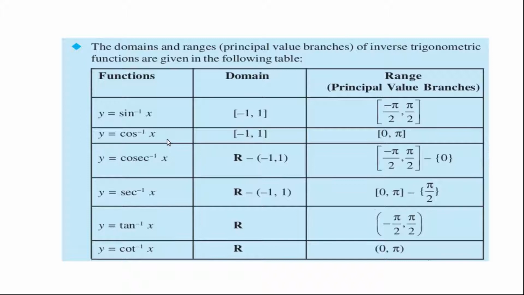Similarly, for cos inverse x, the range is the closed interval 0 to pi. For cosecant inverse x, the range is the closed interval minus pi by 2 to pi by 2 excluding 0. For secant inverse x, the principal branch is the closed interval 0 to pi excluding pi by 2. For tan inverse x, the principal branch is the open interval minus pi by 2 to plus pi by 2. For cot inverse x, the principal branch is the open interval 0 to pi.